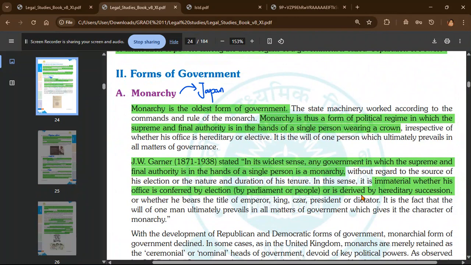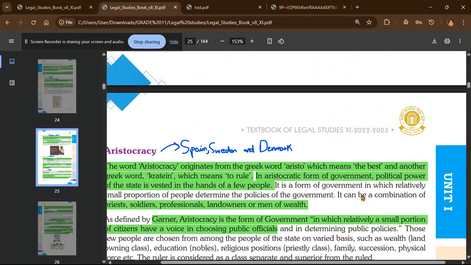Monarchy is a political regime in which the supreme and final power rests in the hand of a single person who wears a crown. J.W. Garner stated that in the widest sense, any government in which the supreme and final authority is in the hand of a single person is called monarchy. It is immaterial whether he or she, whoever is the monarch, has gotten the position from election or by hereditary succession. This is monarchy.